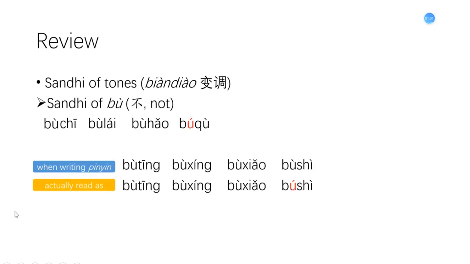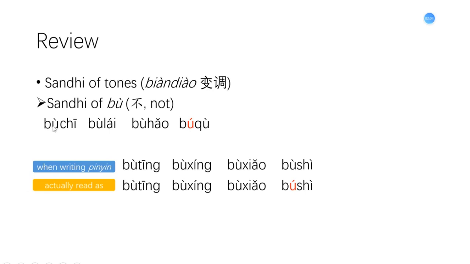And also we learned another Sandhi of tones, which is Sandhi of bu, right? Bu means not. And the rule of Sandhi of bu can be described like this. If bu is followed by a first tone, second tone, or third tone syllable, there's no change in tones. But if bu is followed by a fourth tone syllable, its tone changes to second tone, right?